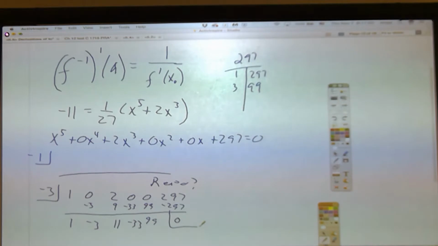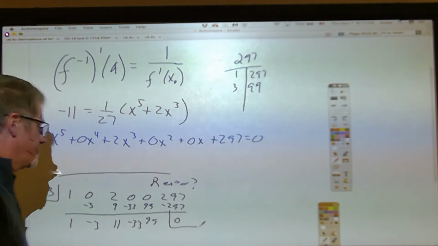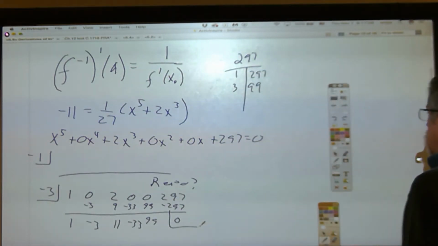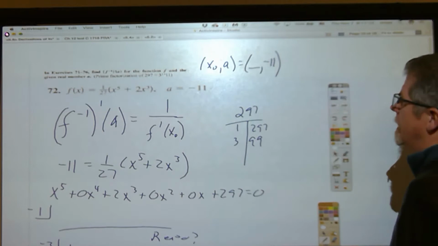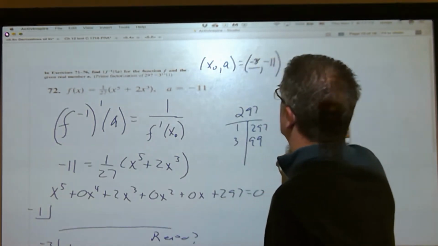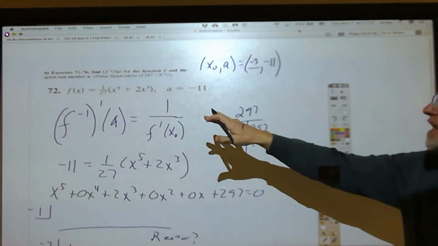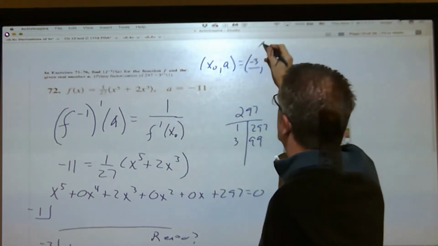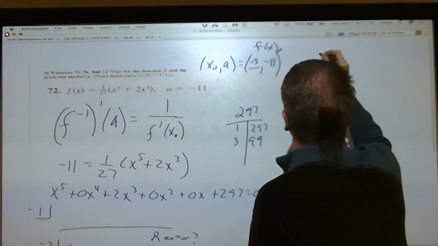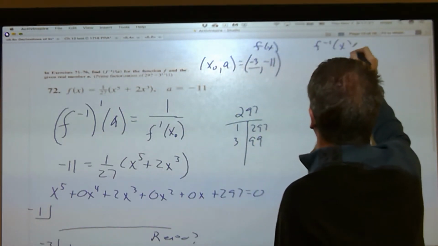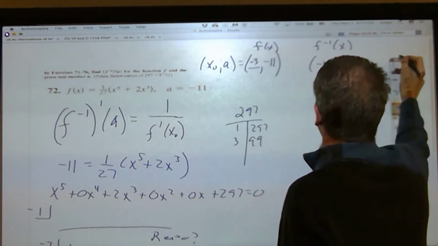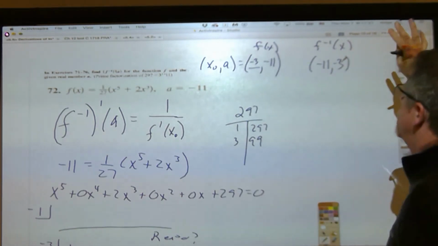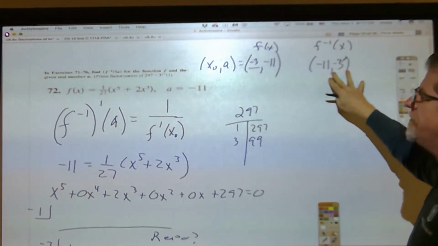Woohoo, we found it. It came out to be a remainder of 0. So that tells us that negative 3 is a solution to this equation. Or in other words, the point negative 3 comma negative 11 is on the graph of this function. f of x contains this point. Therefore, f inverse of x contains the point negative 11 comma negative 3. So now we know the coordinates of a point on the inverse function.